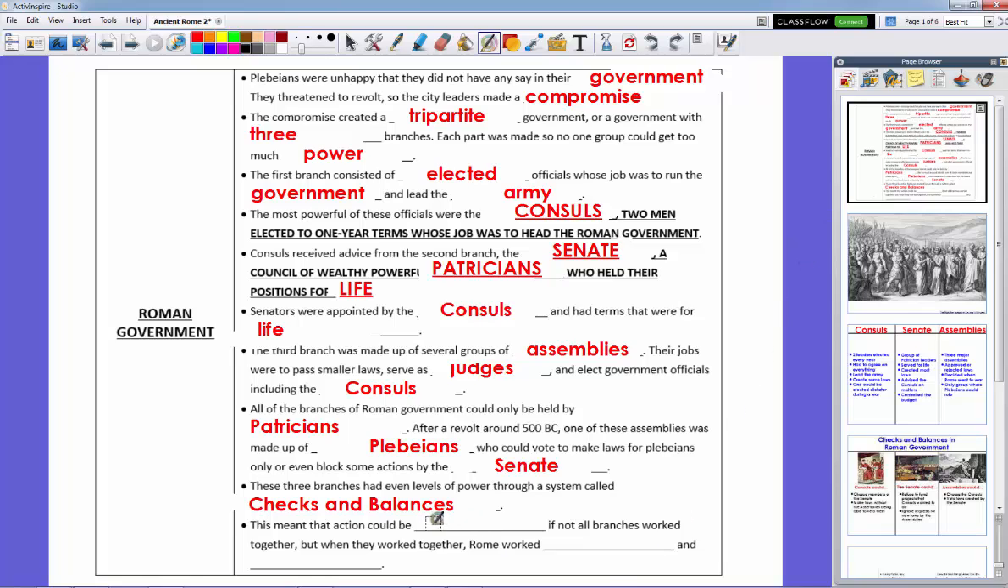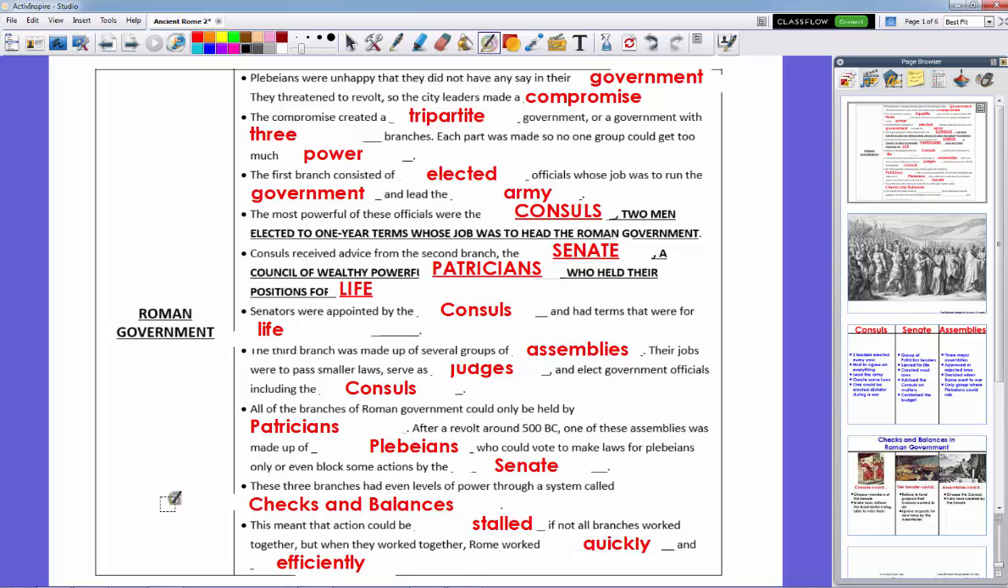Now, action could be stalled if not all branches worked together. So if all three weren't in agreement, nothing could get done, and you could have government gridlock. However, when all three branches work together, Romans tend to work very quickly and efficiently. This government would work really efficiently because if the assemblies wanted a law and the Senate agreed with it, they would just talk and they would get it passed real quick. If the consuls wanted to do something, they can make an executive law and get it done, and the Senate could pay for it and all this stuff.